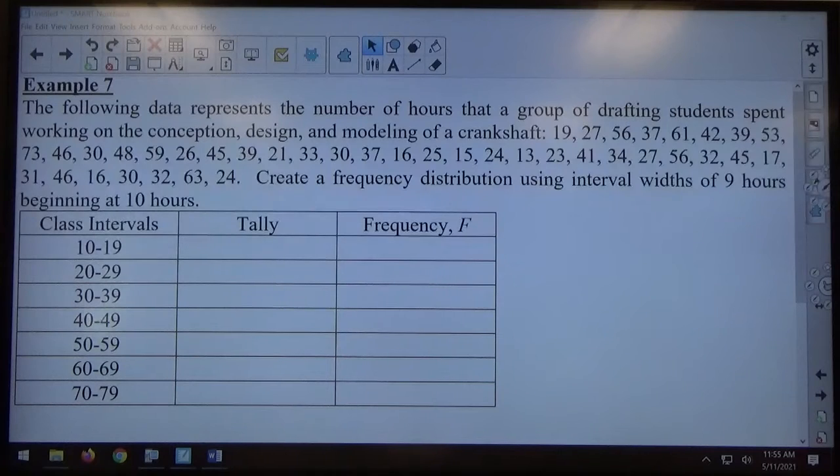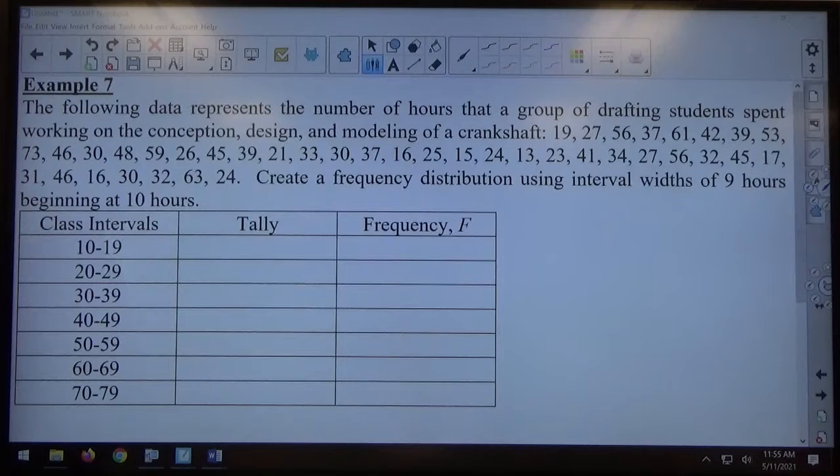7, the following data represents the number of hours a group of drafting students spent working on the conception, design, and modeling of a crankshaft. I'm assuming this might be weekly. Maybe they spent a whole, I counted up, there's 40 numbers there. Maybe they spent 40 weeks conceiving and designing and modeling this crankshaft for this vehicle.